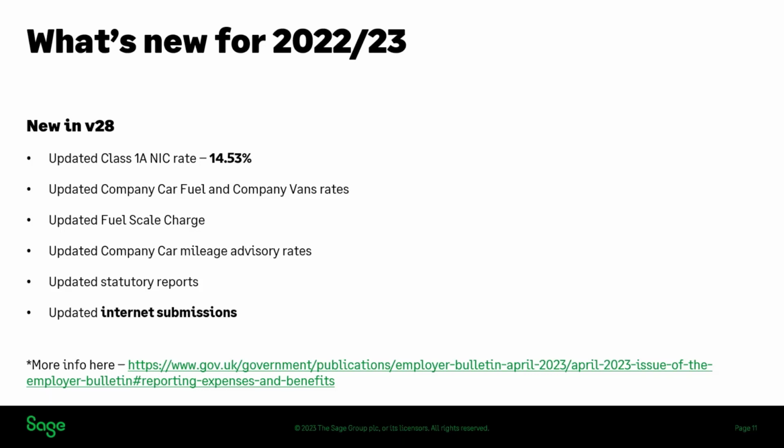Also got updated company car, fuel and company vans rates, fuel scale charges, mileage advisory rates and statutory reports. And what you'll see a little bit later on is our updated internet submissions process. So for the first time, you'll be able to store your government gateway details, and it'll bring it in line with the submission process that you may be used to in Sage 50 Payroll.